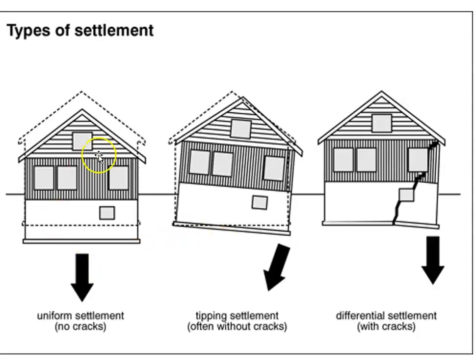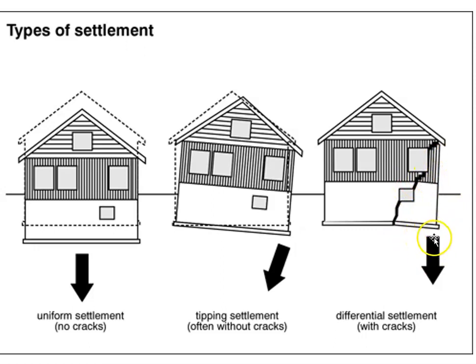And here we see some more visuals. Uniform settling: the whole house settled together, tipping, often without cracking. So the earth settled neatly enough that part of it didn't just sink. And that's what we see here, differential settlement. This is probably the most common.